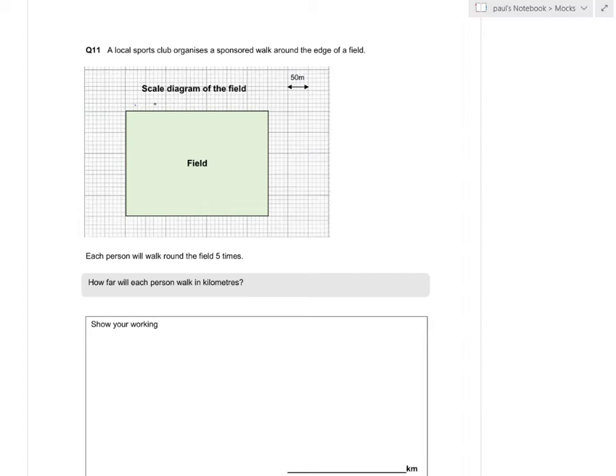So we're going to go 1, 2, 3, 4, 5, 6, 7. So 7 up there and 7 down there. And then 1, 2, 3, 4, 5. 5 up there and 5 over there. So altogether that's 24. So it's going to be 24 times 50 meters, which is 1200 meters. We want it in kilometers. Divide by 1,000. 1.2 kilometers.